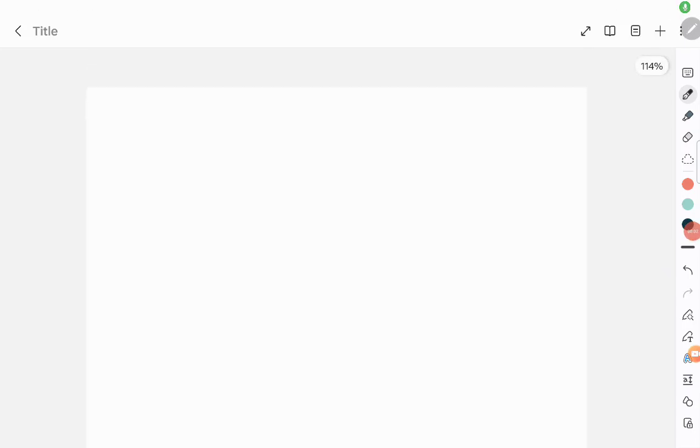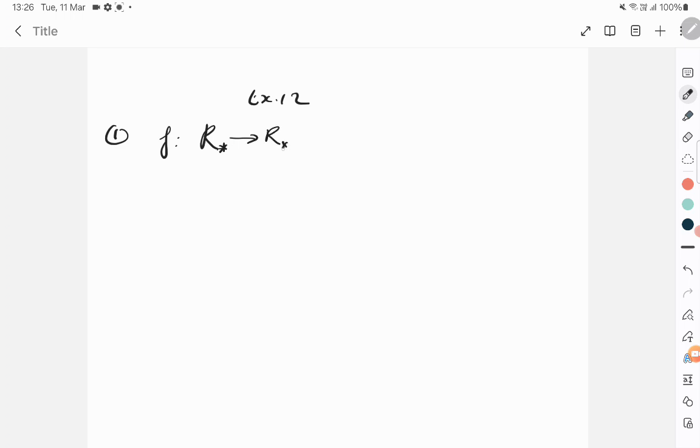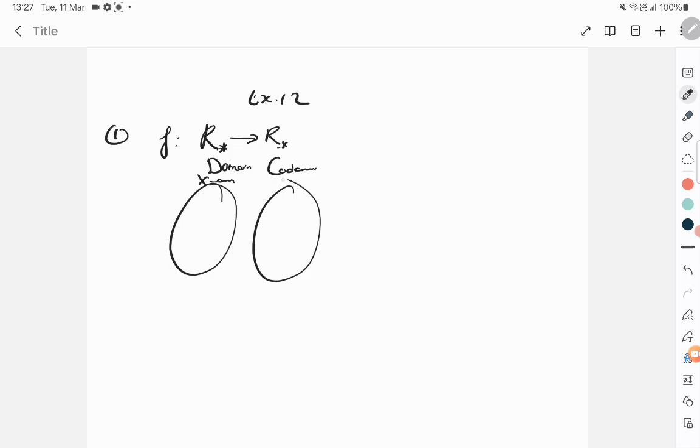So let's do exercise 1.2. Okay, the first is sum, where they are saying the function where R star is related to R star, which means the domain and the codomain. This is the domain and this is the codomain. Domain means all values of x-axis and codomain means all values of y-axis.